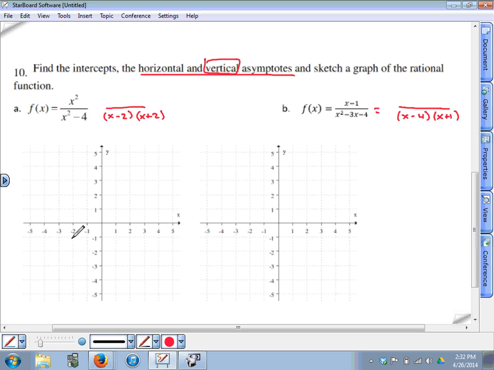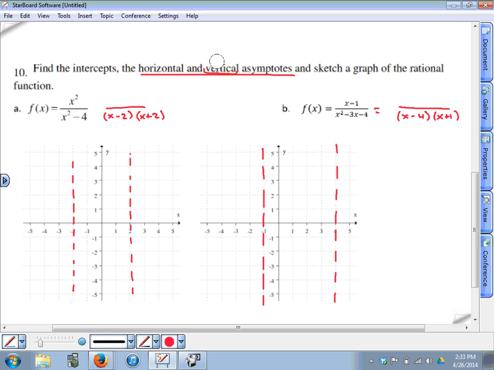So to ensure that x is not negative 2 or positive 2 in this graph, you put a vertical asymptote there, which means the graph doesn't cross through those vertical lines. Over here, we're going to have a vertical asymptote at positive 4 and a vertical asymptote at negative 1 for the same reason. x can't equal those values, otherwise you'd end up with an undefined fraction. So that's a vertical asymptote.